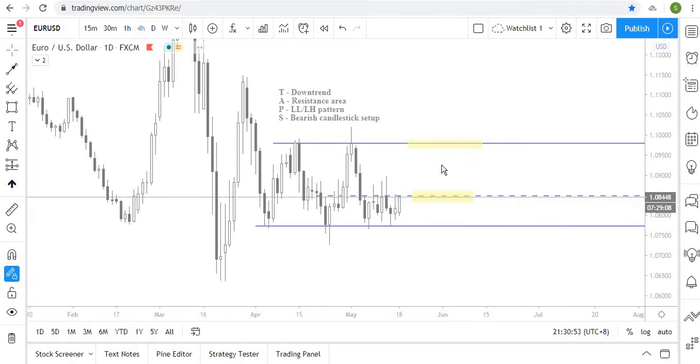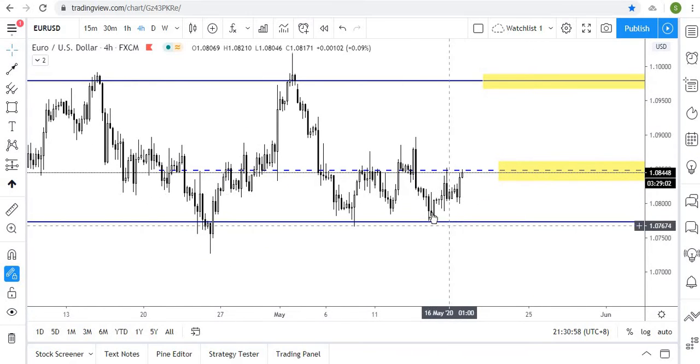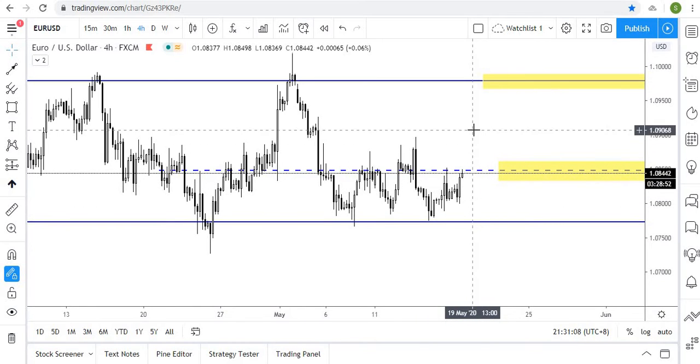So let's say if you go down to a lower time frame, you should look for lower low, lower high patterns. But because the stop loss and the target are quite close to each other, in this case you will hardly get a good risk and reward ratio.